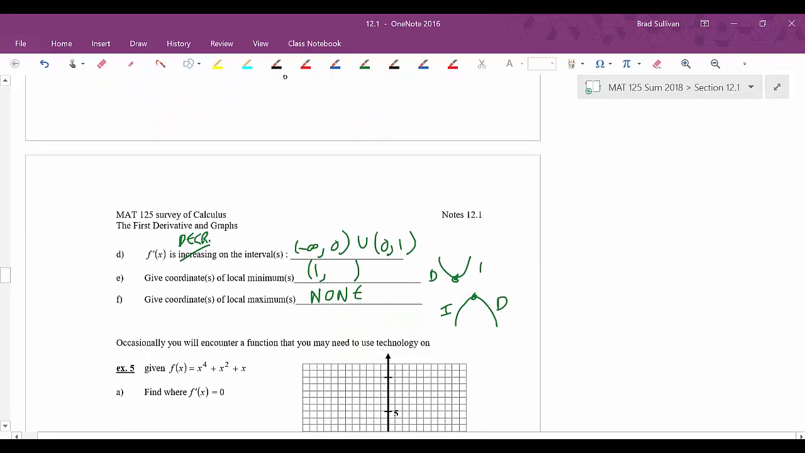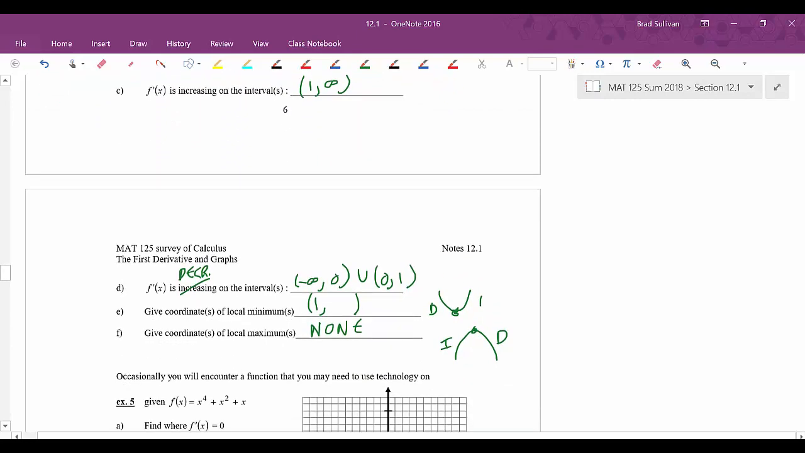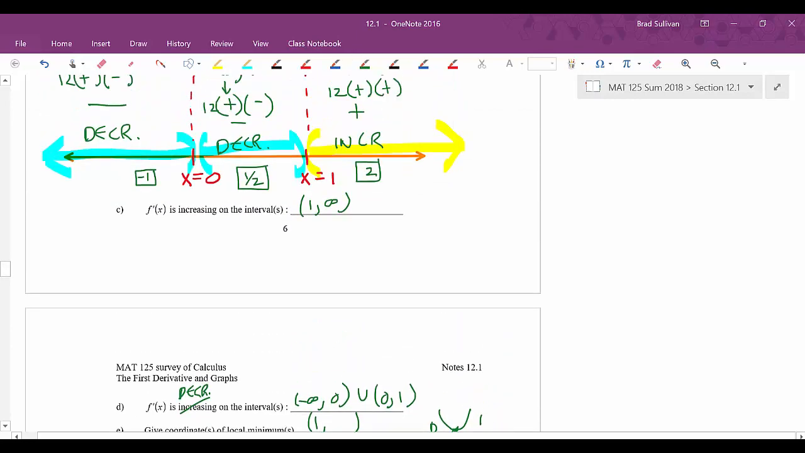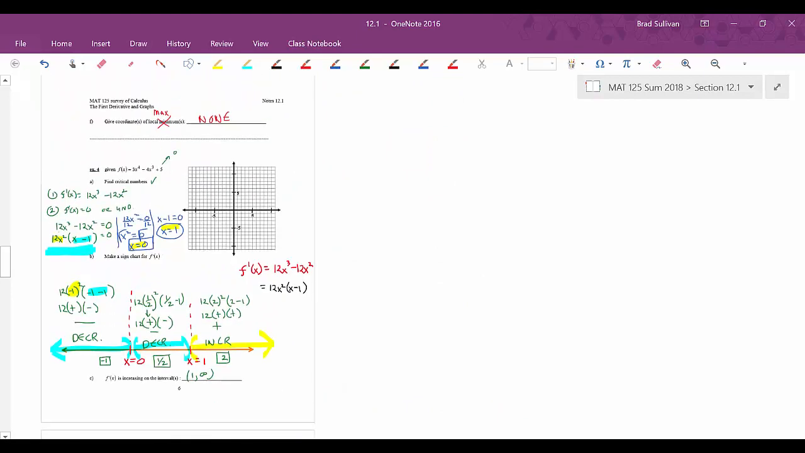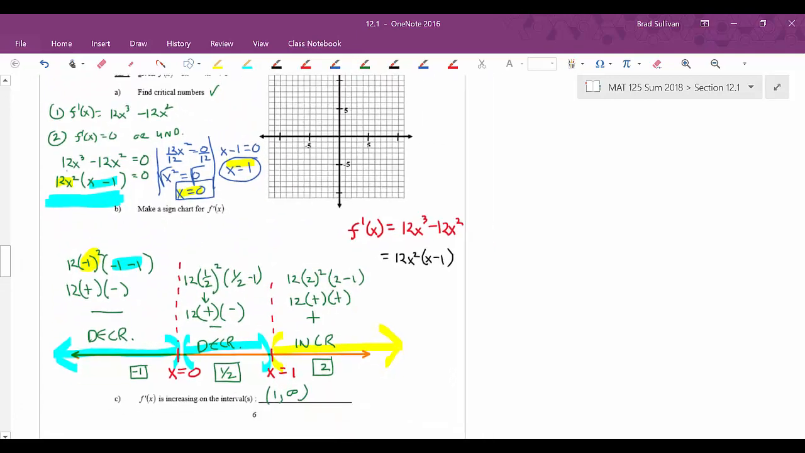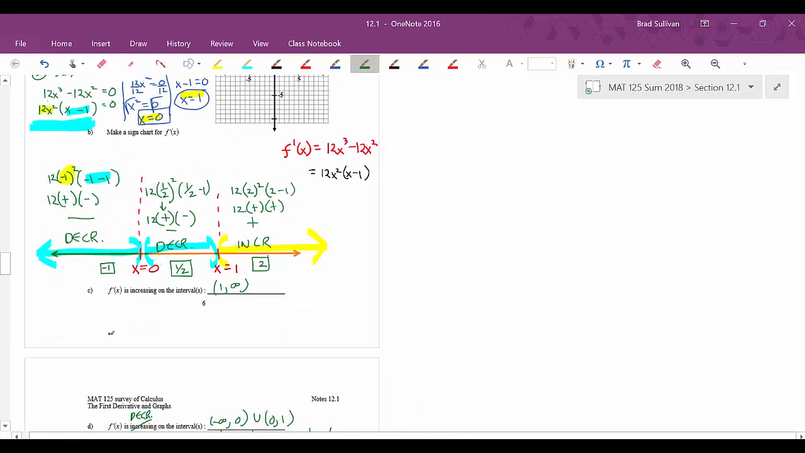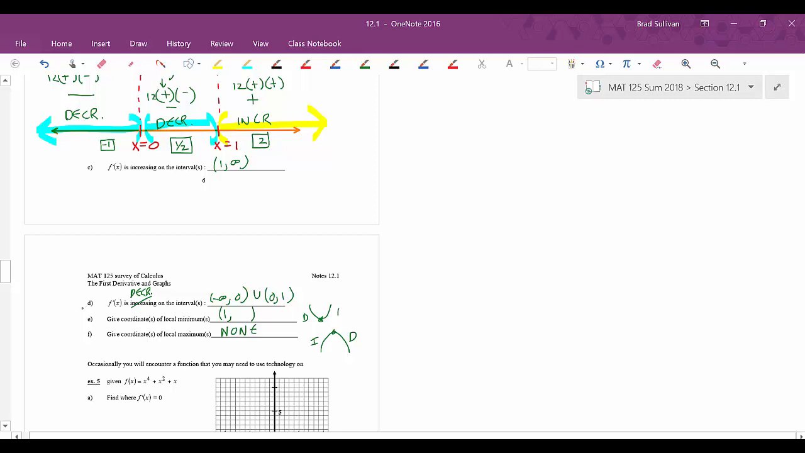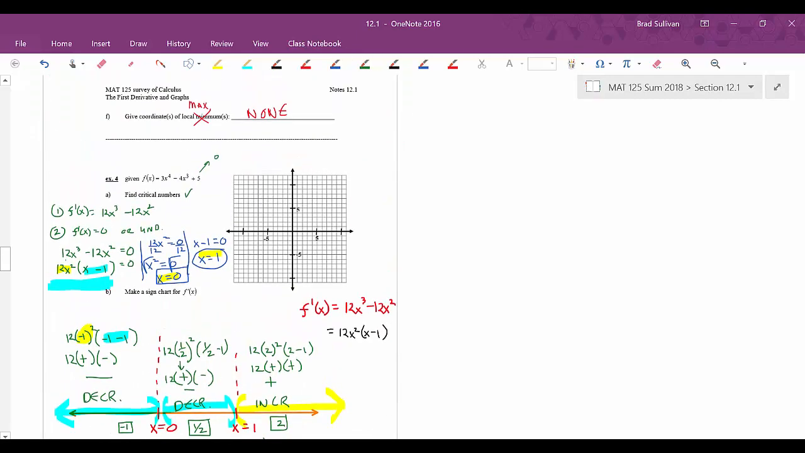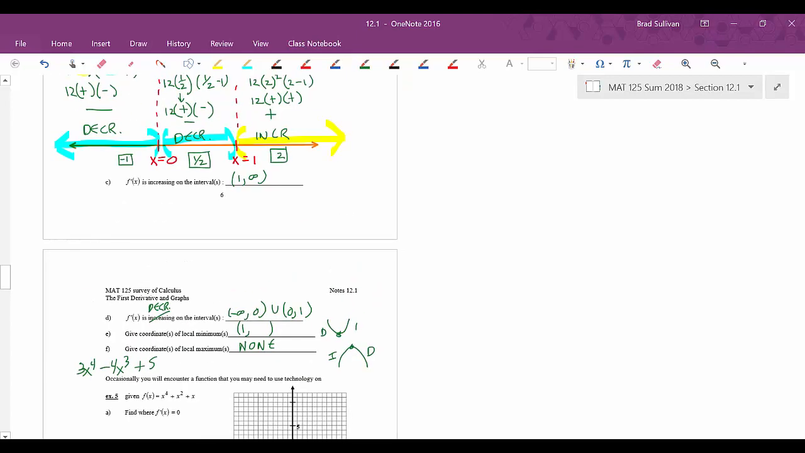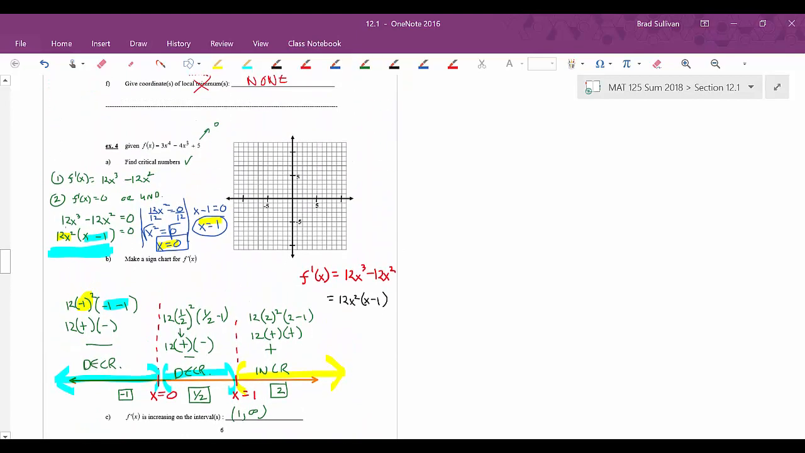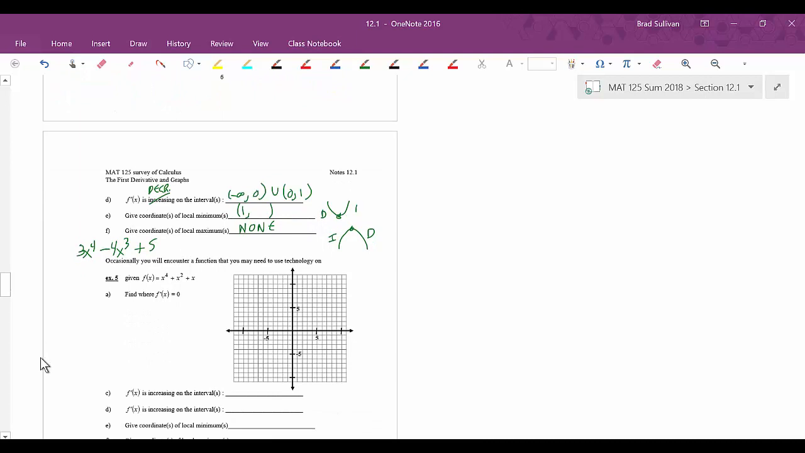Okay? All right. Now, what I want to do from here is, let's go to our function. Let me look at what that was. We had 3x to the fourth minus 4x cubed plus 5, I think, was our function. So we just need to plug in the 1.